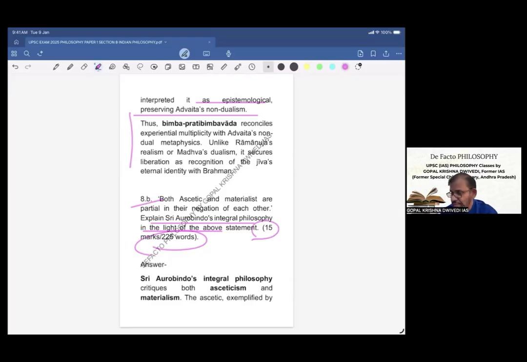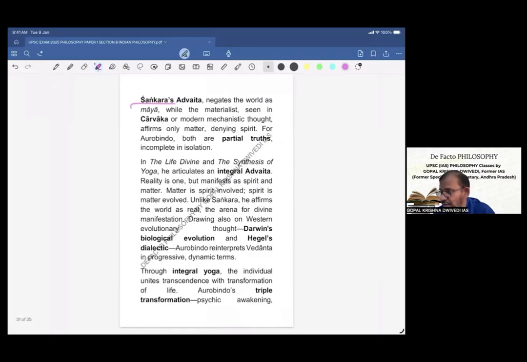Now let us see. Sri Aurobindo's integral philosophy critiques both asceticism and materialism. The ascetic, exemplified by Sankara's Advaita, negates the world as Maya, while the materialist, seen in Charvaka or modern mechanistic thought, affirms only matter, denying spirit.